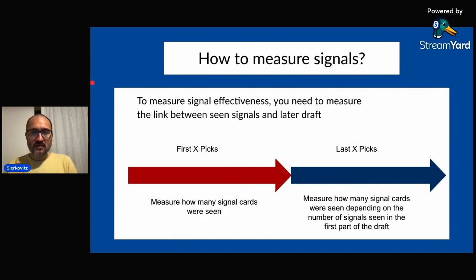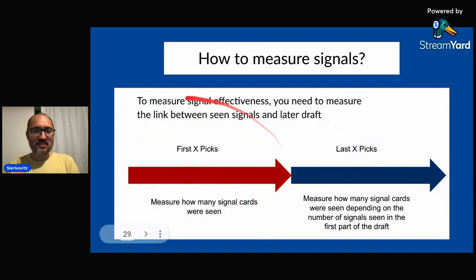So, how to measure signals? To measure signal effectiveness, you need to measure the link between the signals that you've seen and what happens later in the draft. So here I have a couple of scenarios. I have first explanation. You look at the number of signals in the first X picks, and I will look at different X's there. After 4 picks, after 5 picks, after 20 picks, you can change those things. And then after those picks, you look at what happened in the last X picks. Well, actually last Y picks, whatever.